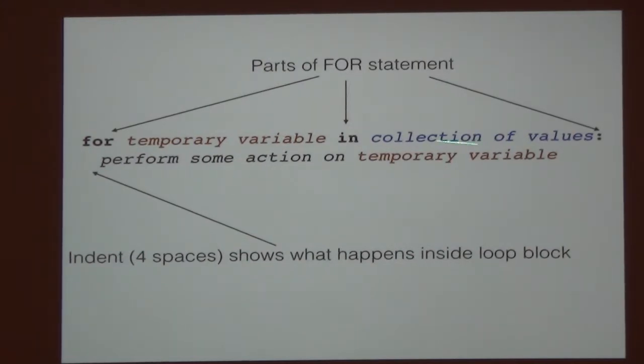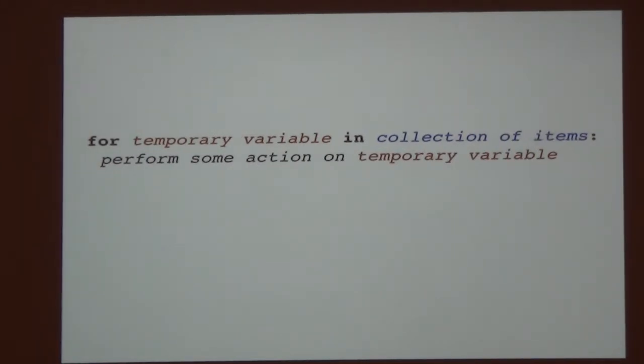And then you end with a colon, and inside here, this is called the block. The code inside the block of the loop. You perform some action, and it can just be one line of code, or it can be several lines of code inside of the block. Now, in different programming languages, there are different ways of representing blocks. In Python, we use 4 spaces to indent. That means you're inside the block.